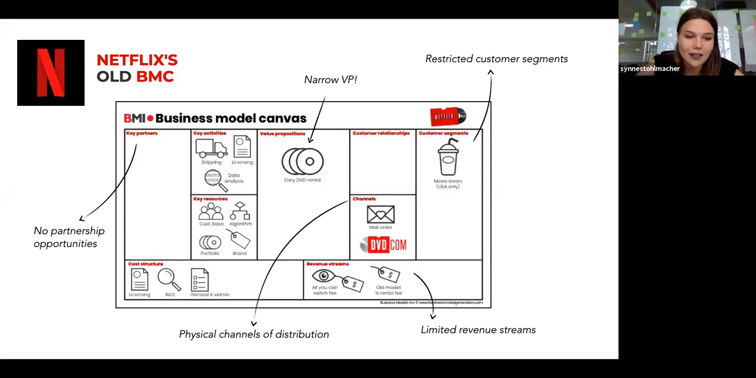The cost structure that they had was licensing, because obviously they had to license all these DVDs, research and development, and then general and admin.